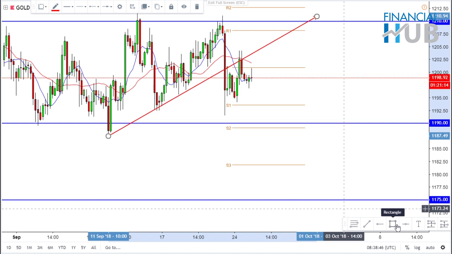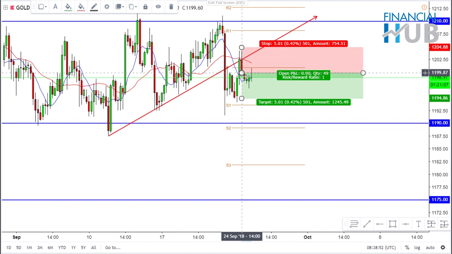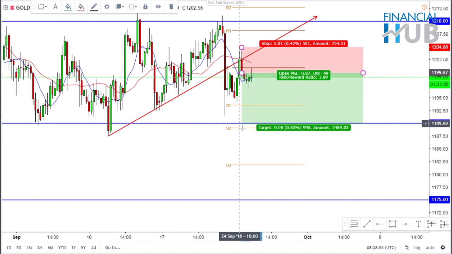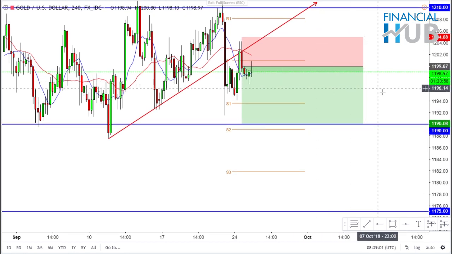So I'd perhaps execute this short trade from this zone. It's just a short play, and my stop loss will be above that zone. So good risk reward of 1:2 roughly. So not really a bad trade, about 90 pips.